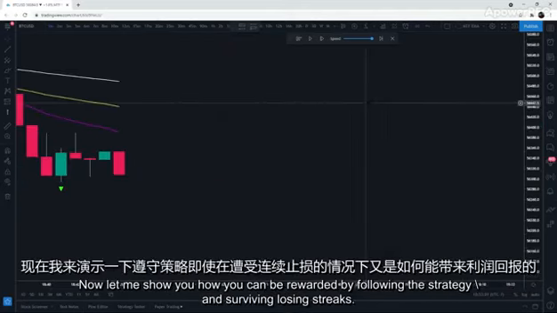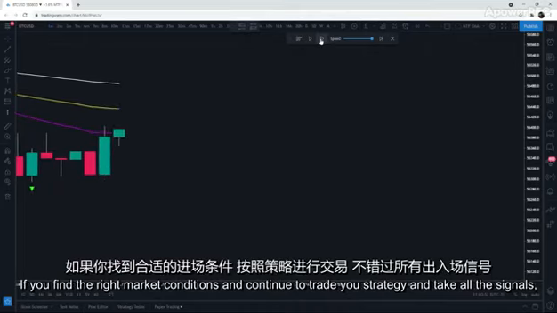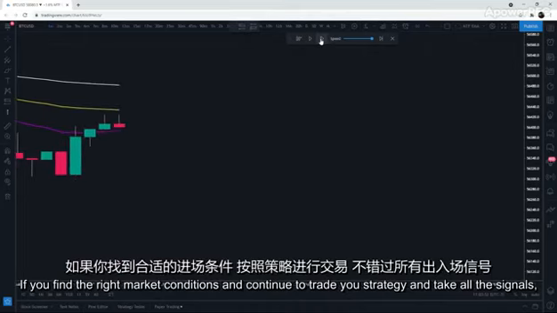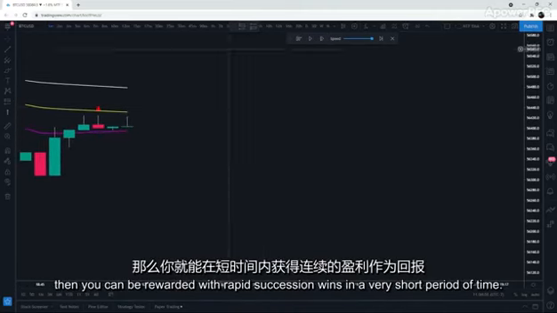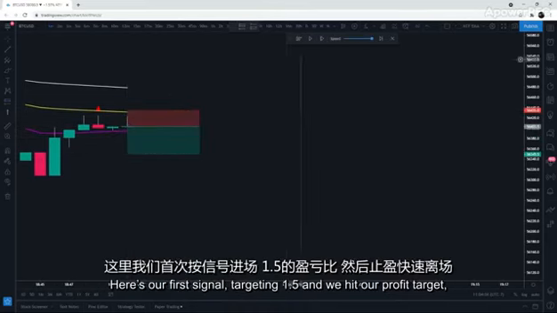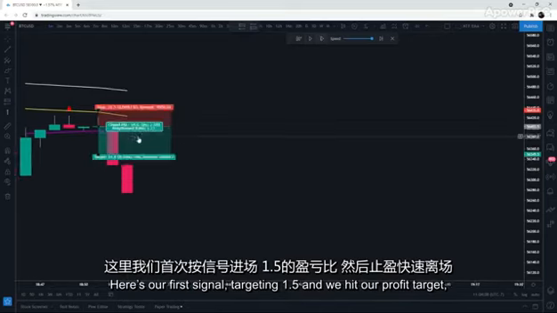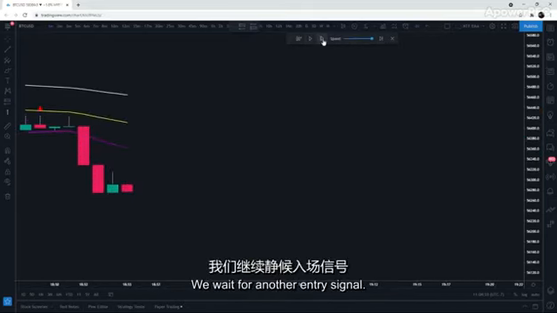Now let me show you how you can be rewarded by following the strategy and surviving losing streaks. If you find the right market conditions and continue to trade your strategy and take all the signals, then you can be rewarded with rapid succession wins in a very short period of time. Here's our first signal, targeting 1.5, and we hit our profit target. And that only takes a couple minutes. We wait for another entry signal.